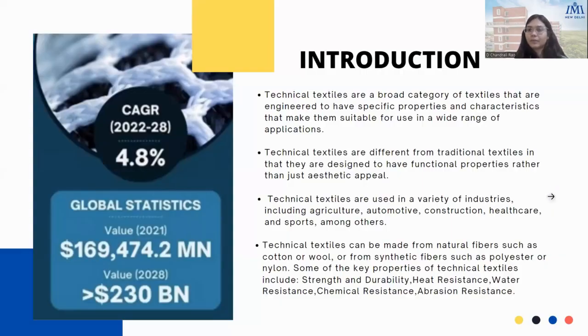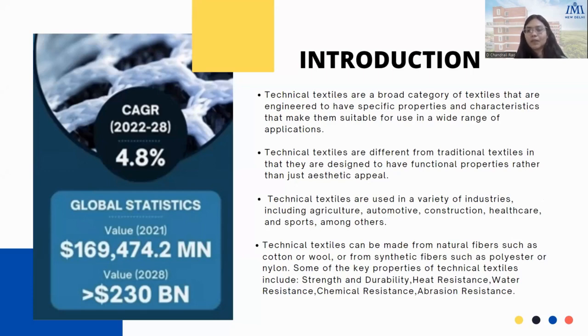Now, just to give a brief about technical textiles, these are a very broad category of textiles that are engineered to have very specific properties and characteristics that make them suitable to be used in a wide range of applications. These are different from traditional textiles that we use in our day-to-day life. These are designed to have functional properties, and they are not restricted to just the aesthetic appeal. Now, these are also used in a variety of industries like agriculture, healthcare, construction, etc.